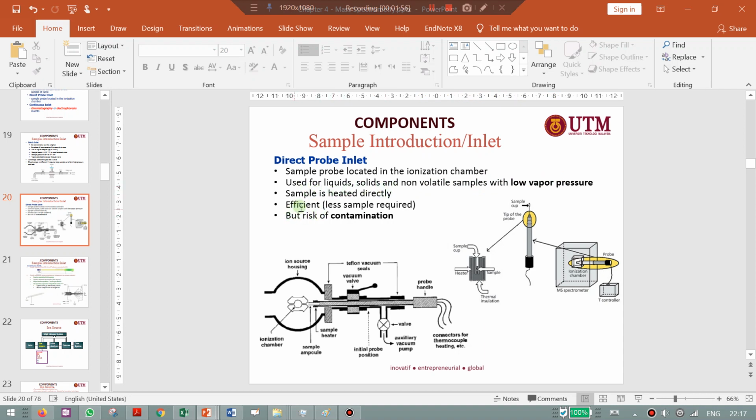Alright, it is efficient. Less sample is required, just a very small amount of sample, compared to the batch inlet. The disadvantage is the risk of contamination, because we are heating the sample inside the ionization chamber, so the potential to contaminate our ionization chamber is very high. That's the problem about this.